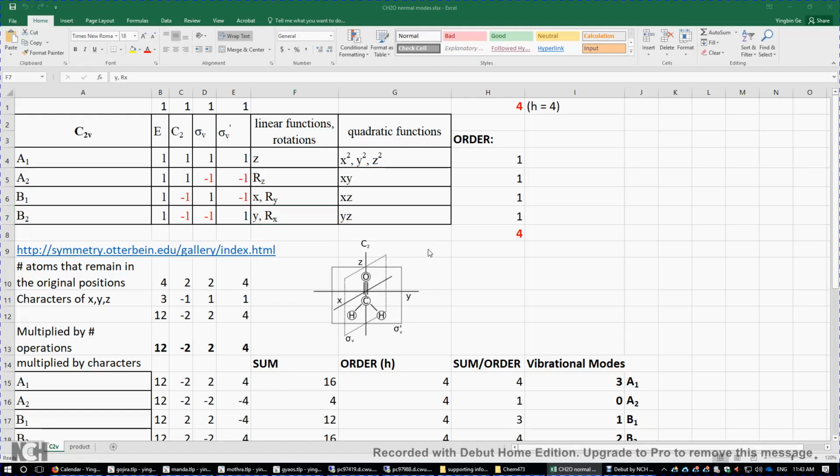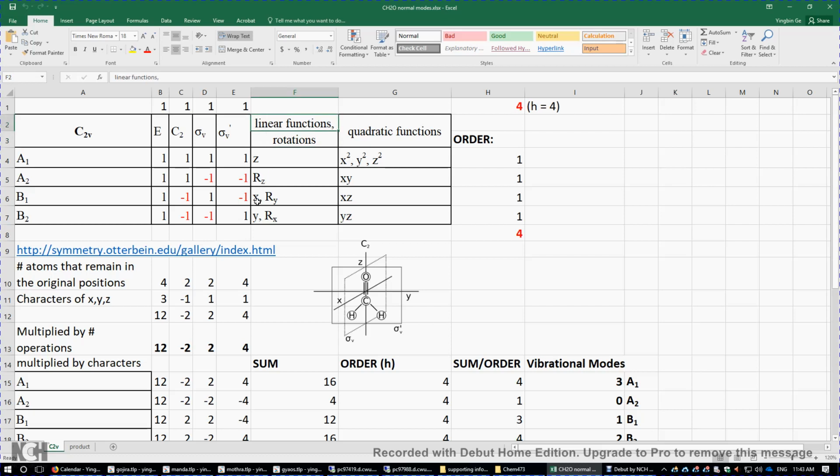In this video, I will determine which vibrational modes of this formaldehyde molecule are infrared active and which are Raman active. So first, you need the character table of the C2V point group. And then you look for the column of linear functions and rotations. But really, we'll just focus on the linear functions.